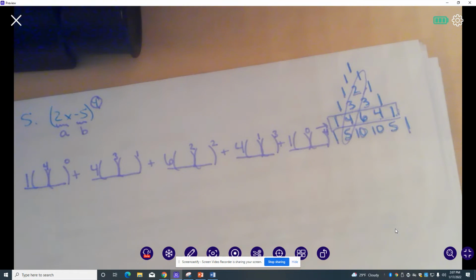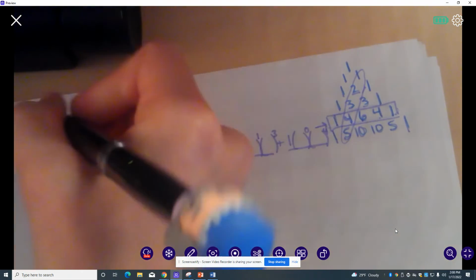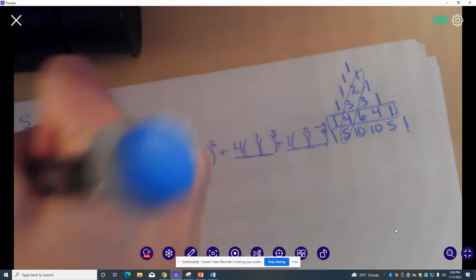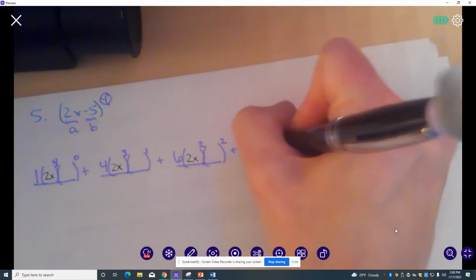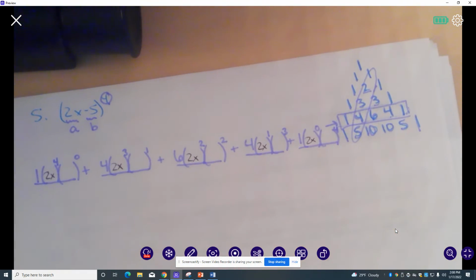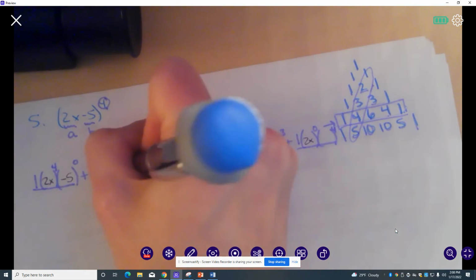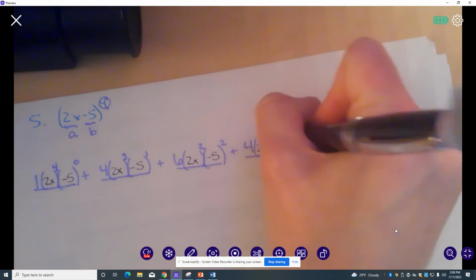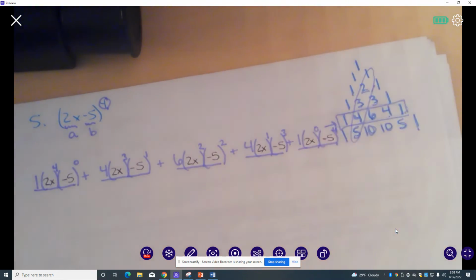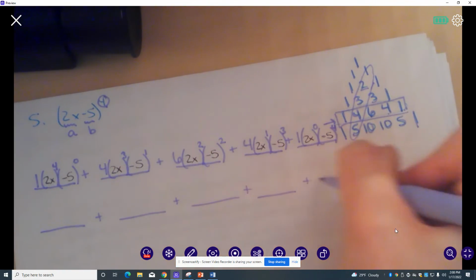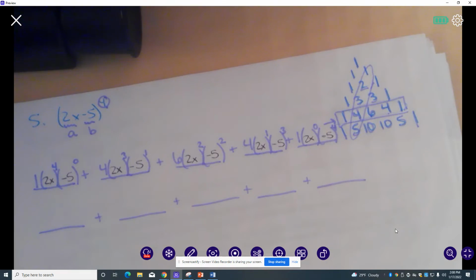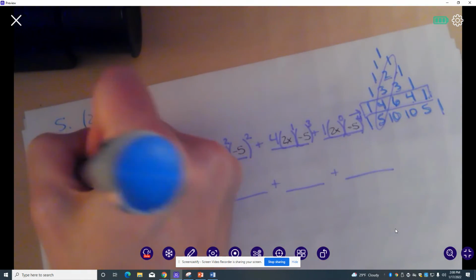And now I'm going to go ahead and just fill those in. So I'm going to have 2x in the first set of parentheses. So I'll just fill all those in with 2x. And then negative 5 will go in the second set of parentheses. So now I'm just going to go ahead and raise each of these to the powers. Okay. So remember, you have to raise everything inside to that exponent.